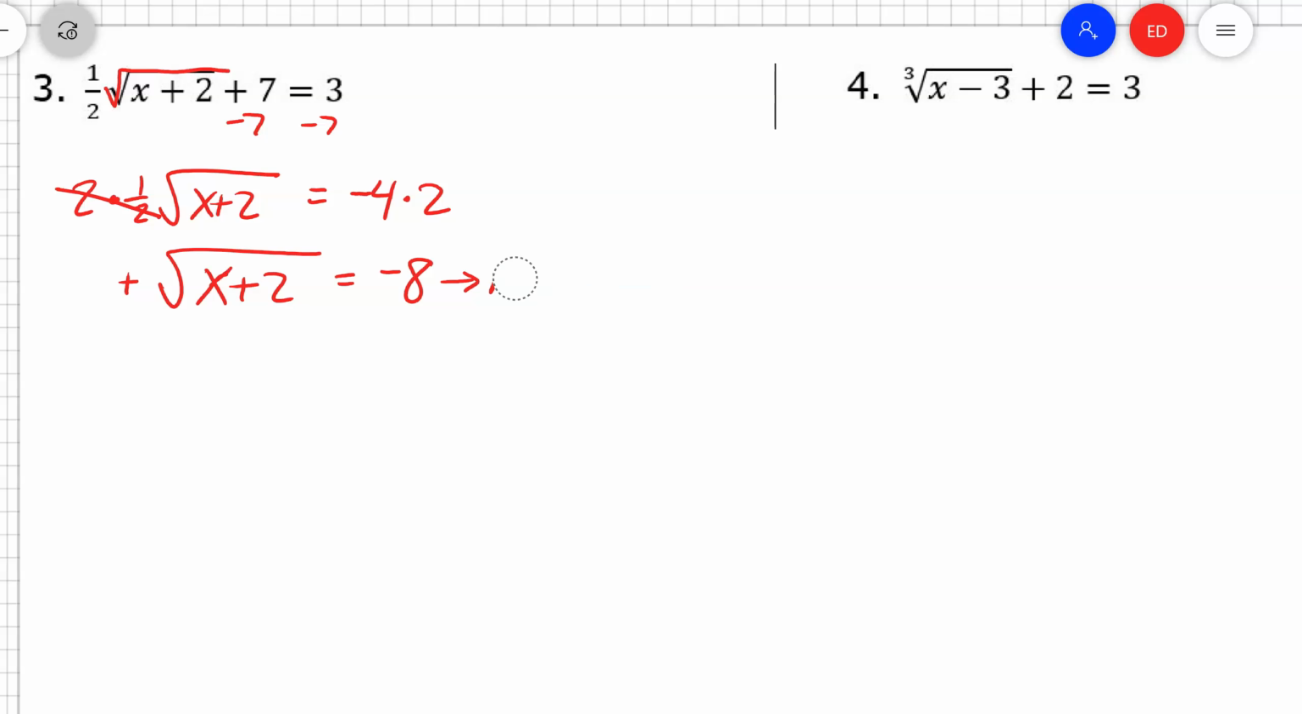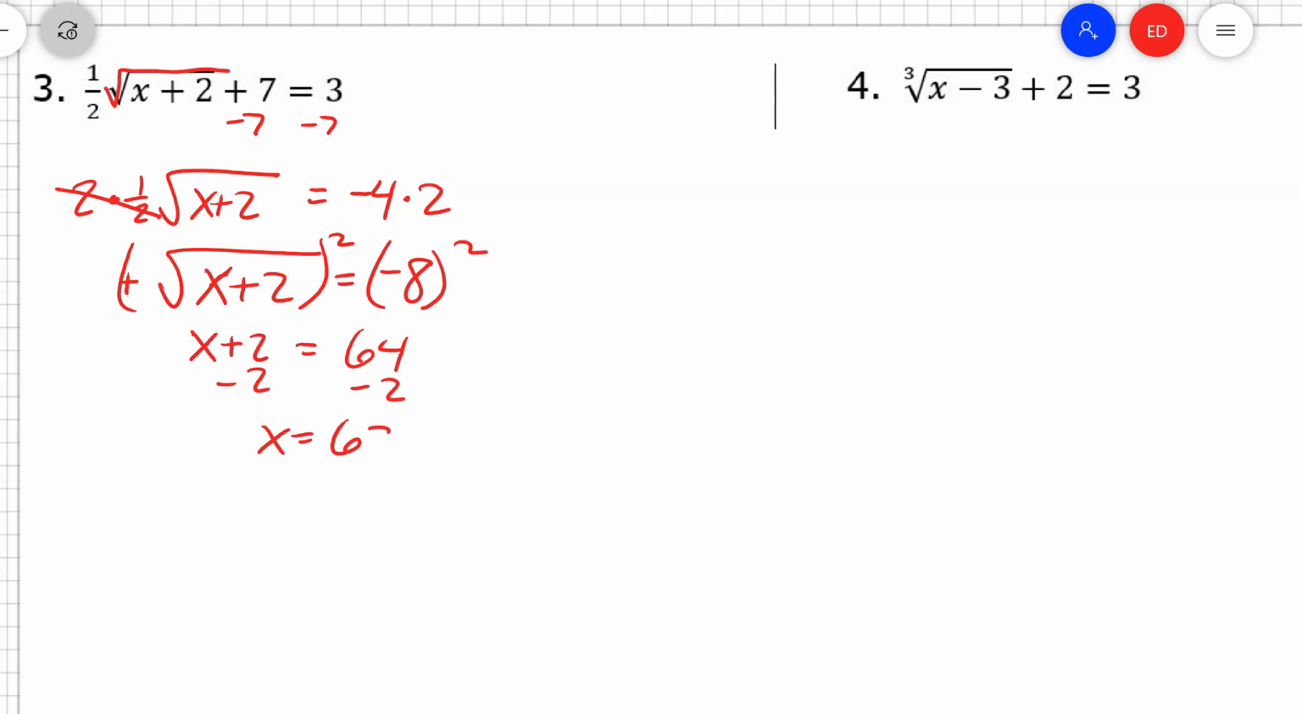But let's say you didn't see that. And the next step is to go ahead and square both sides. And you squared it, and it's x plus 2 equals, this would become positive. We lose that negative. Positive 64. And we're going to subtract by 2. And x just equals 62. Yay, we're done. We found x.